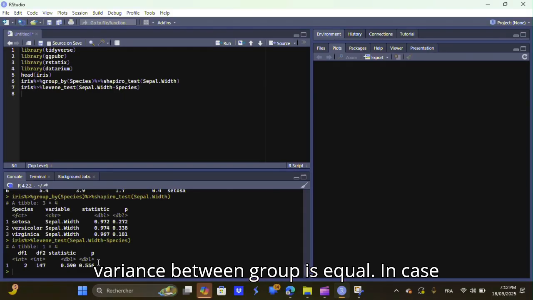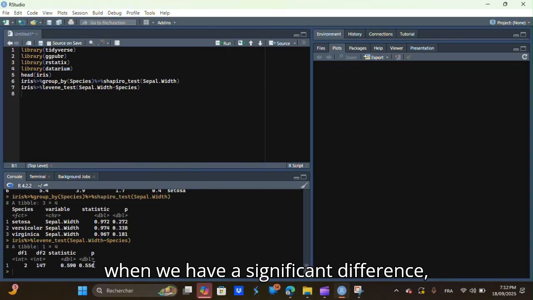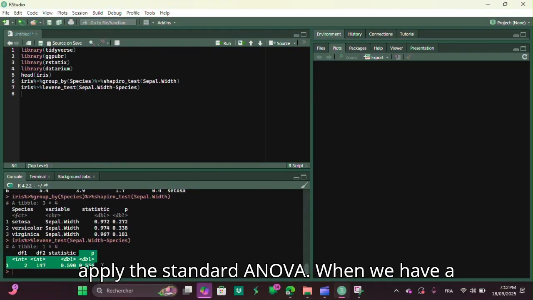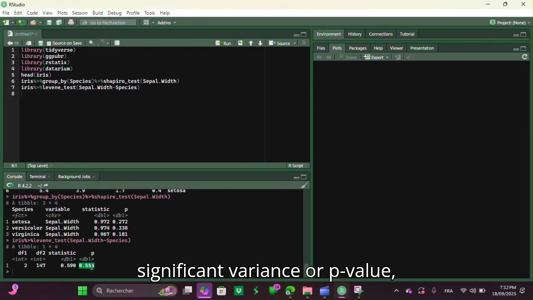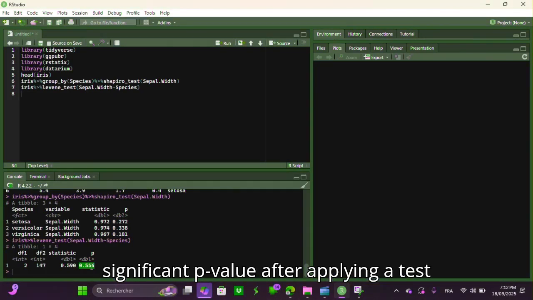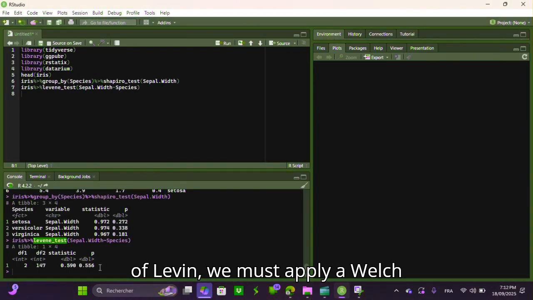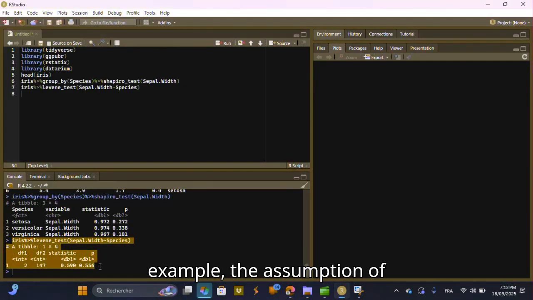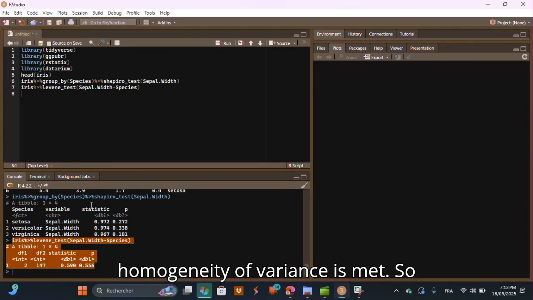so we can assume that the variance between groups is equal. In case we have a significant difference, in this case we shouldn't apply the standard ANOVA. When we have a significant p-value after applying Levene's test, we must apply a Welch test instead of the classic ANOVA test. But in our example, the assumption of homogeneity of variance is met.